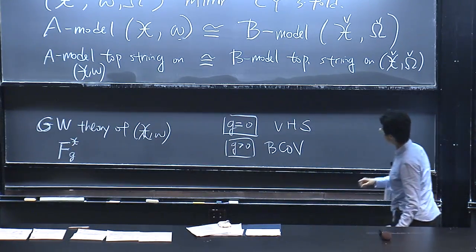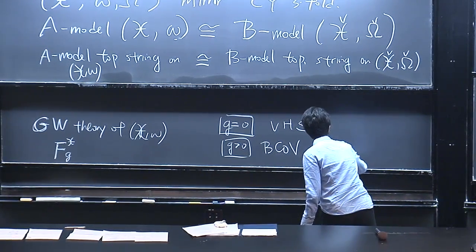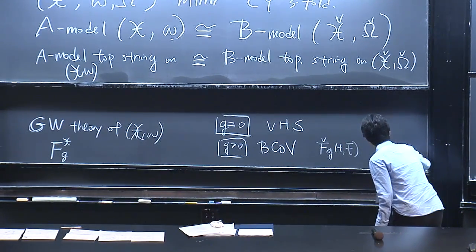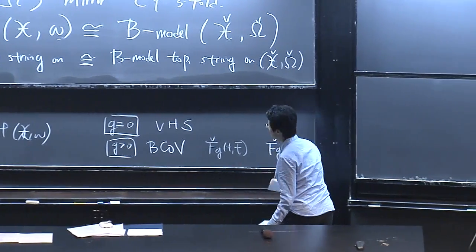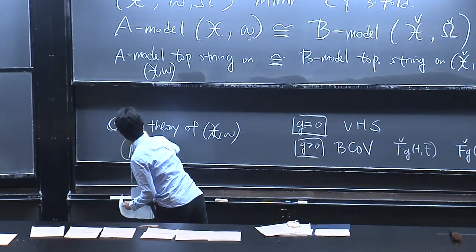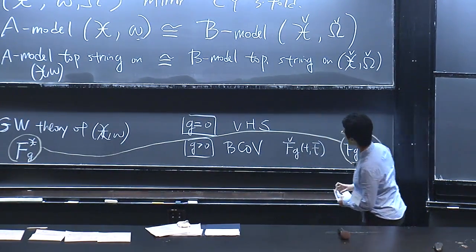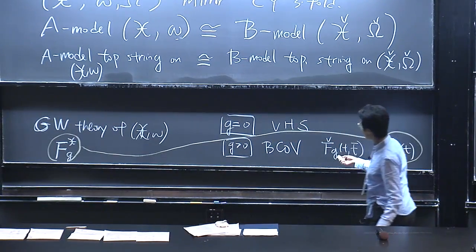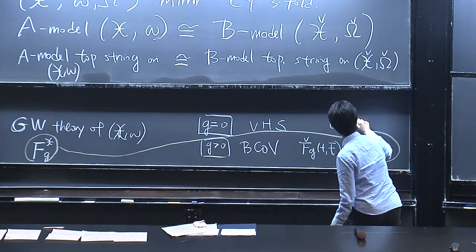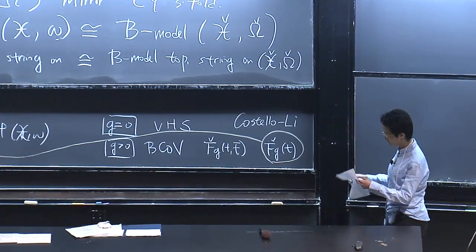For higher genus, this is the BCOV theory of Bershadsky, Cecotti, Ooguri, and Vafa. This gives you some B model generating function, and under mirror symmetry this should be related to the A model one. The mathematical theory of higher genus B model is still being developed. There's Costello, Li, and so on. Si Li will probably tell you more on Sunday.